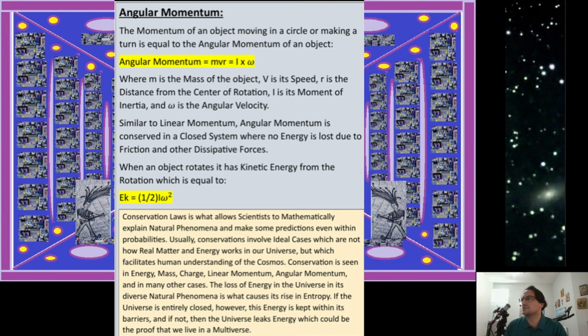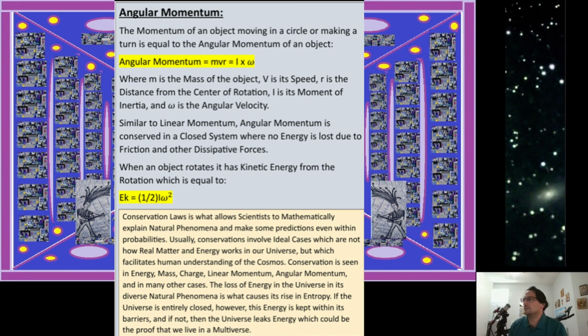The momentum of an object moving in a circle or making a turn is the angular momentum of the object. The angular momentum is equal to the moment of inertia times the angular velocity. Or m v r if you use linear velocity: mass times velocity times r, being r the radius, the distance from the object to the center of the rotation.